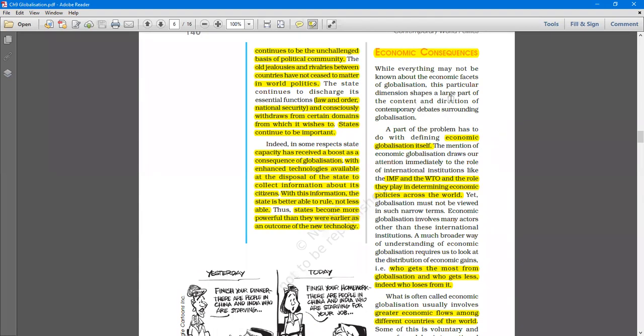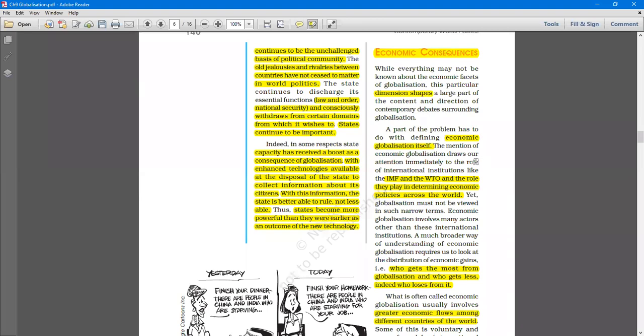While everything may not be known about the economic facts of globalization, this particular dimension, the economic consequences, the economic results, is where a large part of the content and direction of contemporary debate surrounds globalization. Apart from that, part of the problem has to do with defining economic globalization itself.